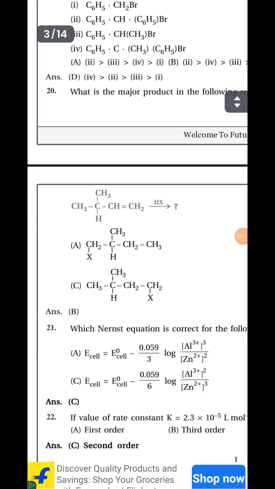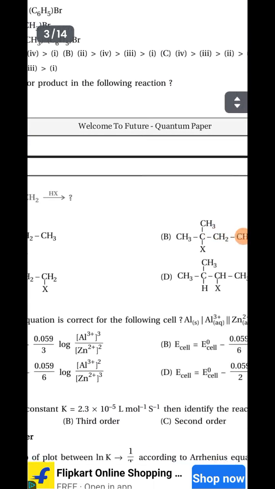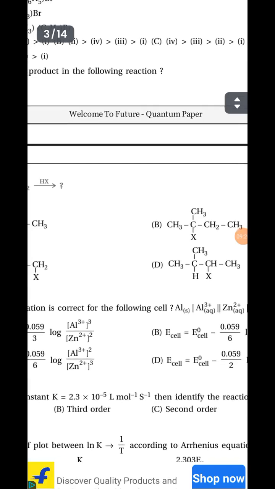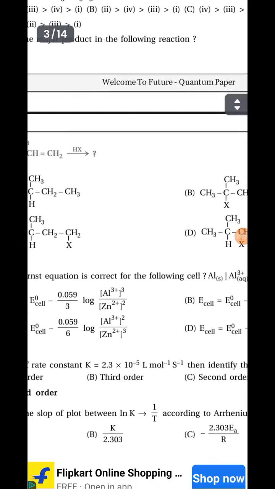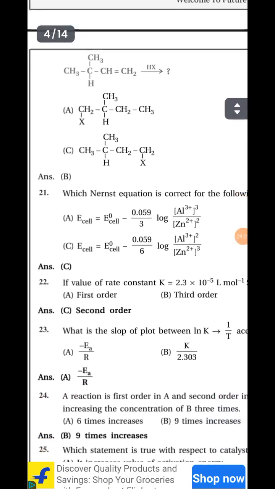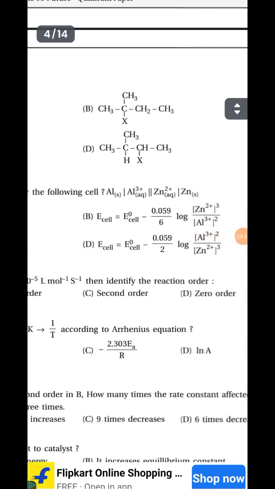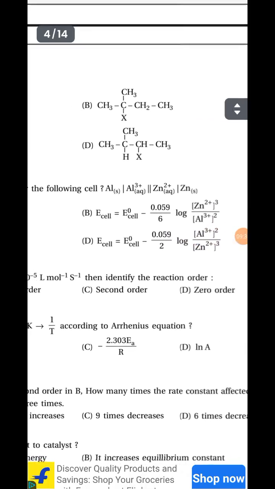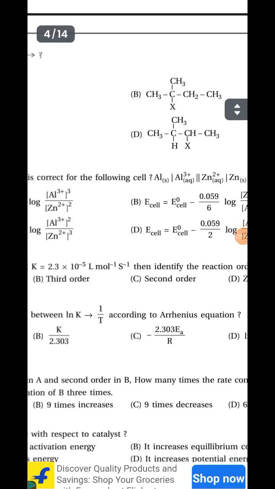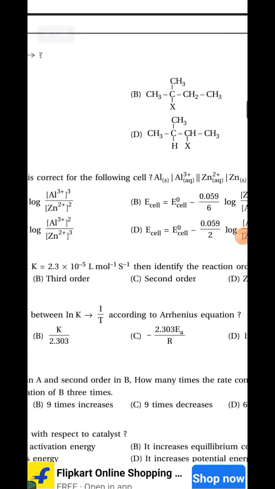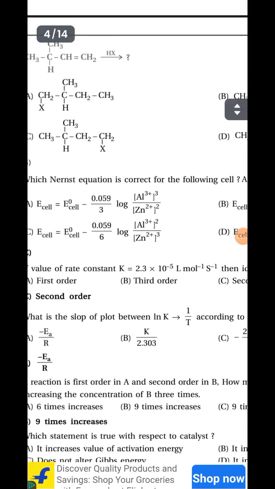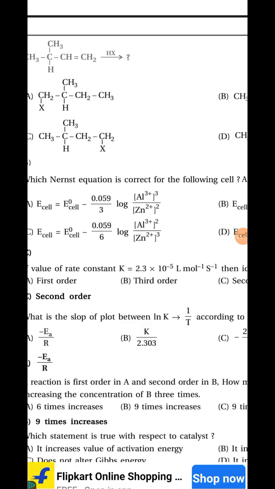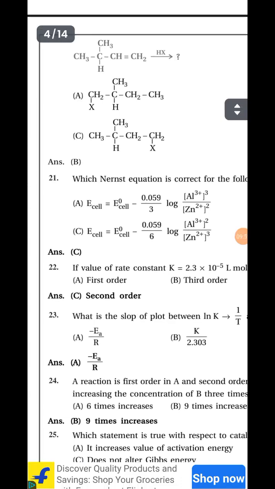Here the reaction is given. Then which Nernst equation is correct for the following cell? You should remember the Nernst equation, and for the different cells you are supposed to write down that equation from the options given below. Next one, if the value of rate constant is given, then identify the reaction order. This you can identify easily from the unit also. So from the unit, like here you can check it out, liter, mole, and per second, the unit would indicate second order.